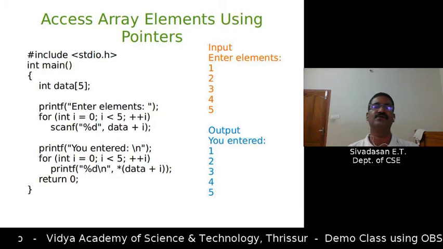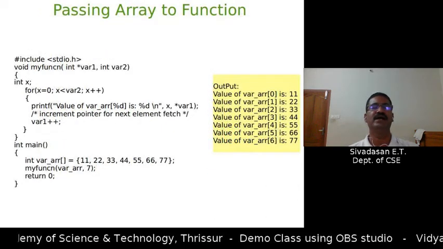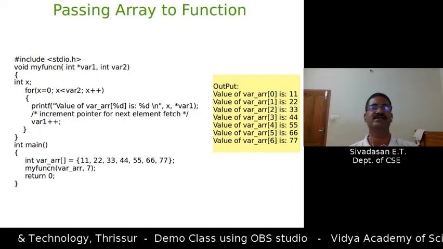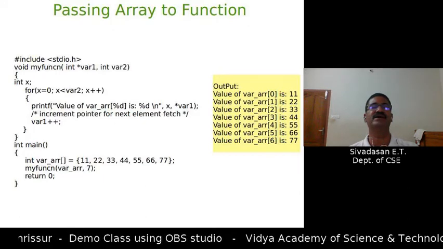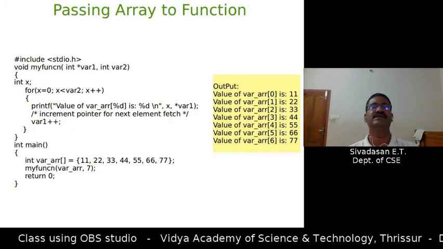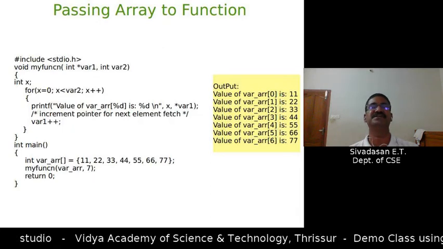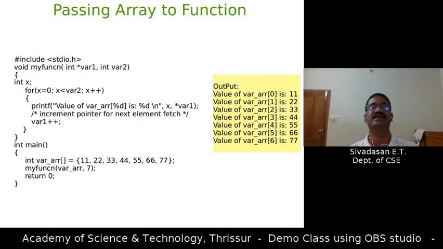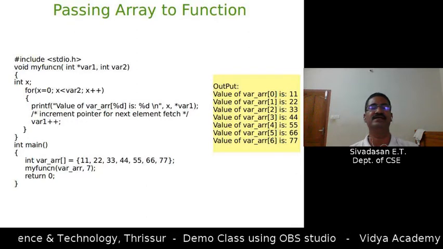Now we will move on to the next slide. See here, in this program we are passing an array to a function. A user-defined function called myfunction is defined here with 2 parameters. The first parameter is a pointer. A pointer takes an address. The second parameter is just a value, and here we are passing a value, that is 7.